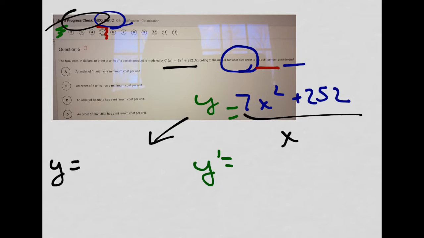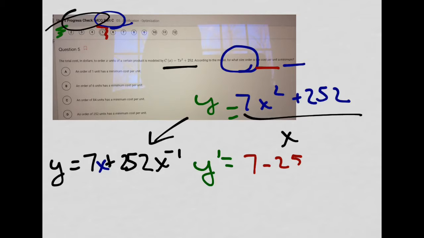So y is going to be 7x plus 252x to the negative first power. Therefore, y prime is going to be 7 minus 252x to the negative second power. So now what I want from here is to set this equal to 0.